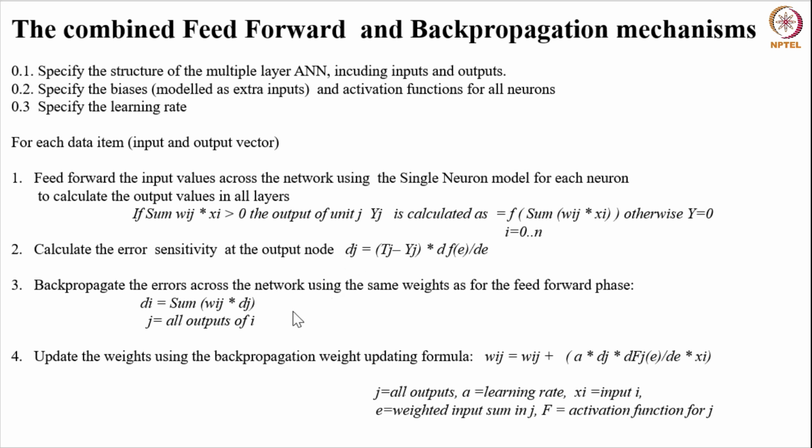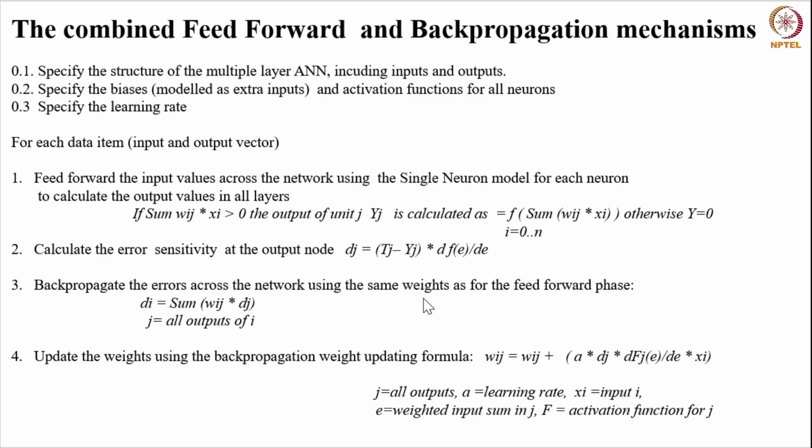After that, we come to the backpropagation phase, where we backpropagate the errors across the network using exactly the same ways as we use for the feed-forward phase. So the feed-forward phase is based on a current set of weights. We calculate the error sensitivity value, and then using the same weights as we had, we calculate the error estimates backwards through the network.